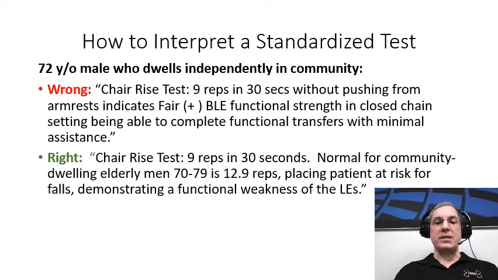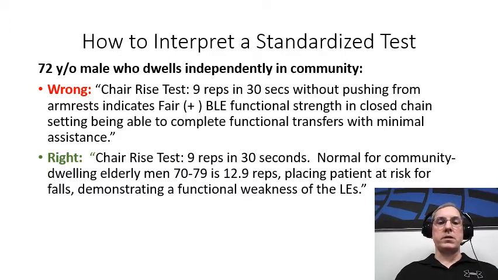So what is that going to tell us? Well, it tells us what normative versus abnormal is. And in this case, we see that this gentleman, 72-year-old, if he's normal, should fall in about 12.9 reps average to show that he is truly normal. And in this case, he falls short. And whenever somebody scores poorly on this particular test, that does put them at increased fall risk. And it does demonstrate a functional weakness of the lower extremities. That would be a correct interpretation.